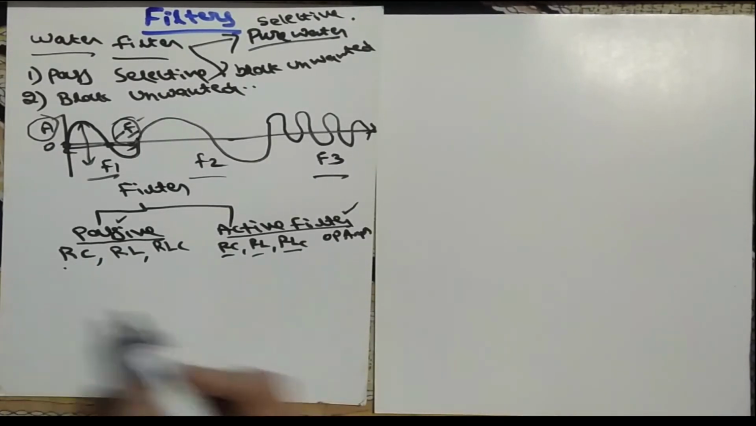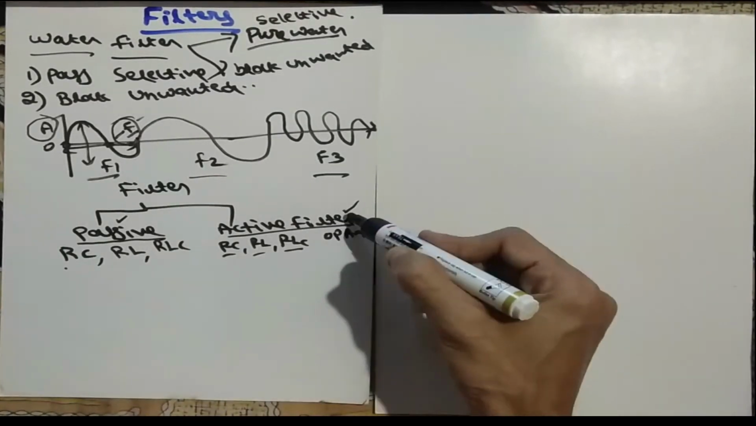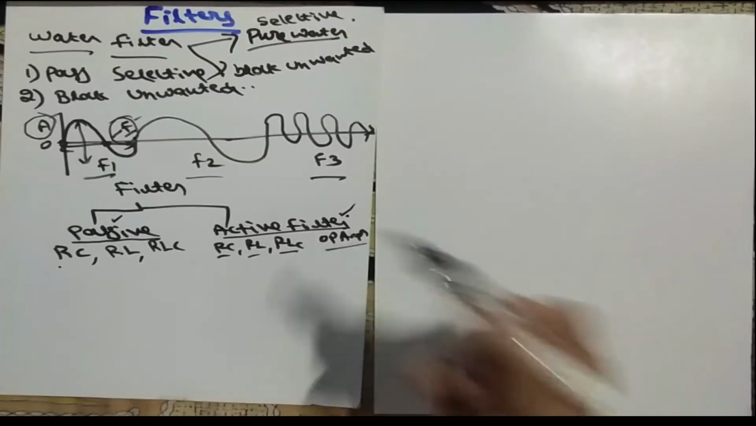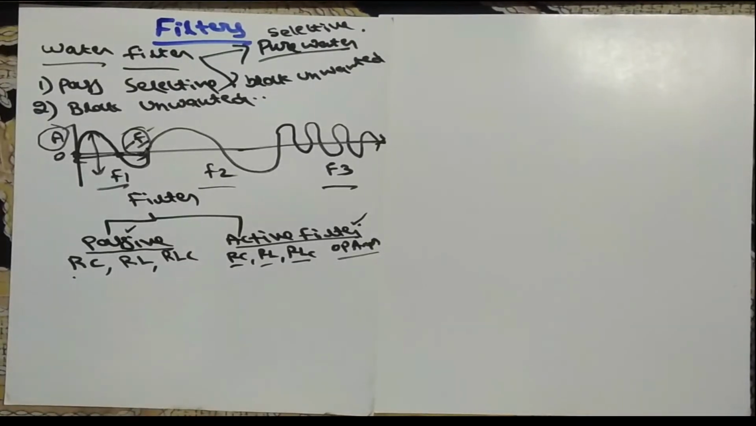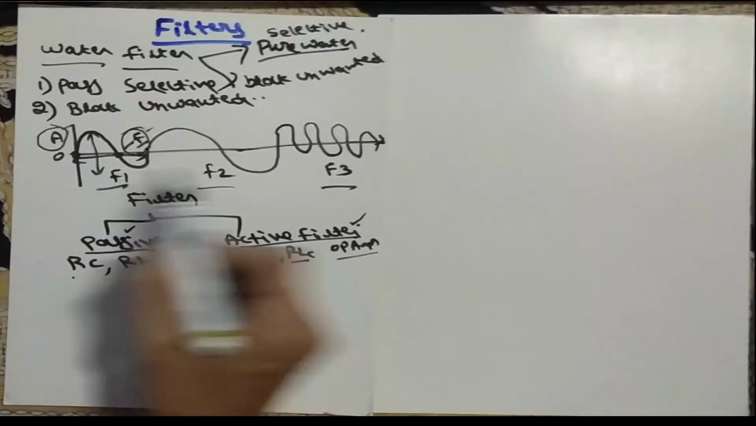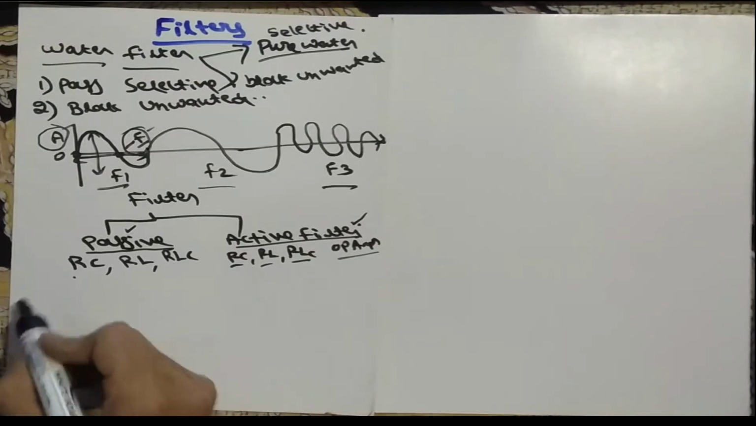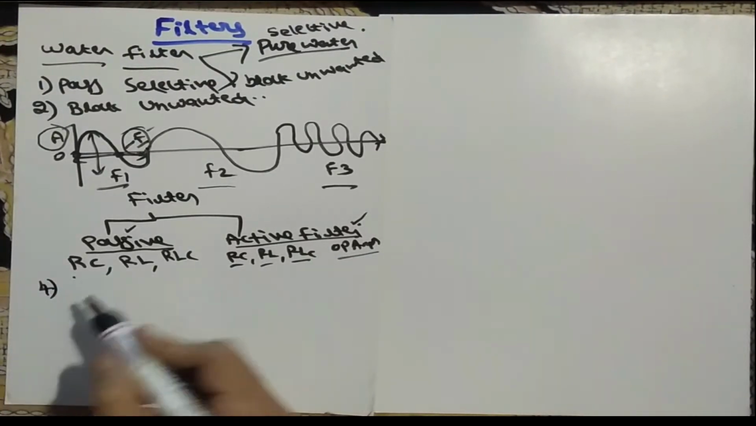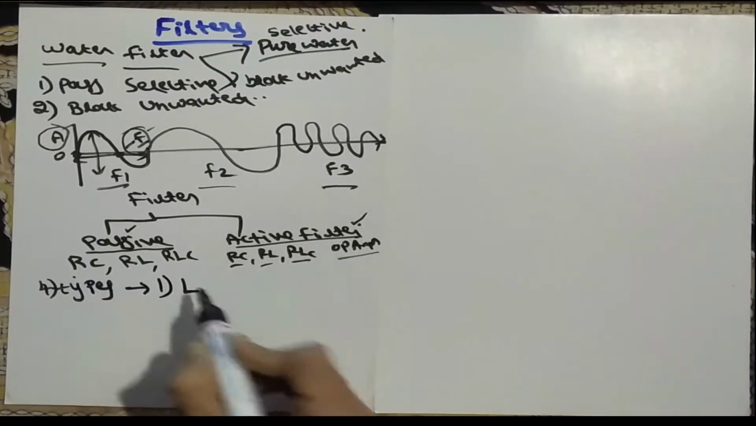What classification can we do in filters? Here we are discussing how an active filter works, because we are discussing the op-amp portion more. So what filters are possible? If you take frequencies, what types of frequency can we pass and what types of frequency can we block? In this we can say there are four types of operation. What are the four types? The first type is called a low pass filter.